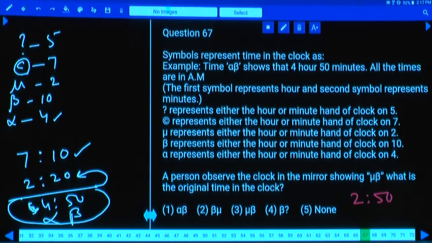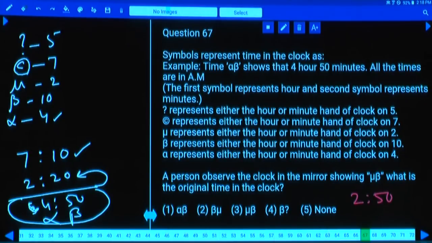Now sir, the original time and the mirror time combined must always equal 12 o'clock, because the total number of hours in the clock is 12. Hence if the original time is given and he is asking for mirror time, or the mirror time is given and he is asking for original time, in both cases your answer must always be 12 minus the given time.